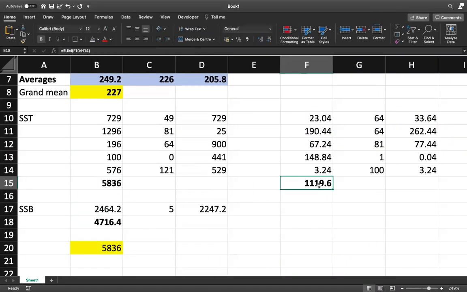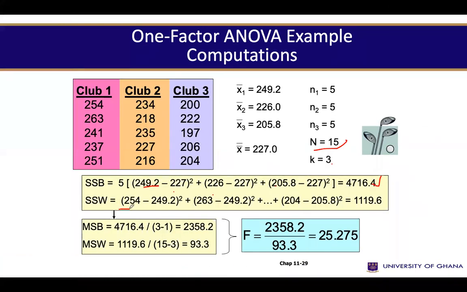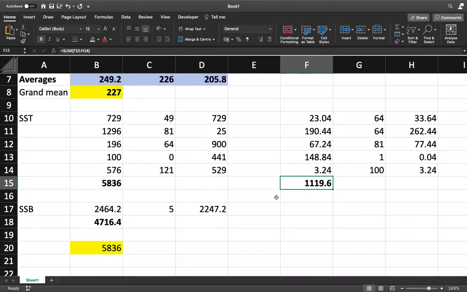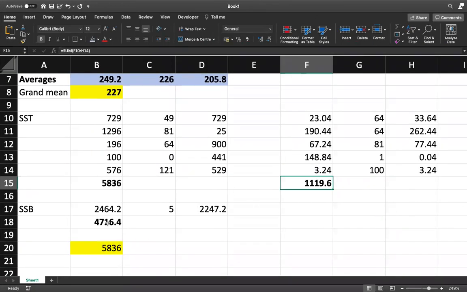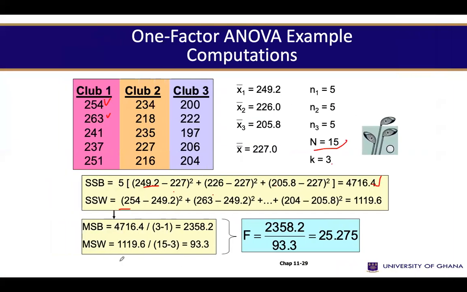Then the SSW. Of course, note that it is each of the individual values minus its group mean. So the first group takes 249.2, the second group takes 226, and the third group takes 205.8. That gives us 1119.6. I don't need to calculate the SST, because the SSB plus the SSW should give you the SST if your SSB and SSW are calculated correctly. Then we can find the MSB and the MSW.